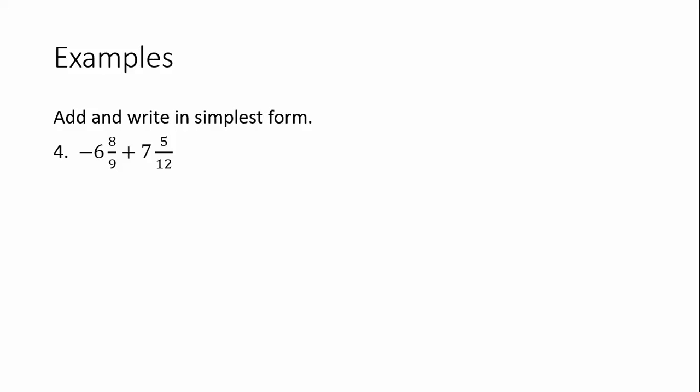Okay, let's look at addition of unlike fractions when we have mixed numbers. Same thing as before, we want a candy cane. So we need to take the whole number times the denominator plus the top. So 6 times 9, that's 54. 54 plus 8 is 62. And remember that our fraction is negative, so we have a negative 62 over 9.